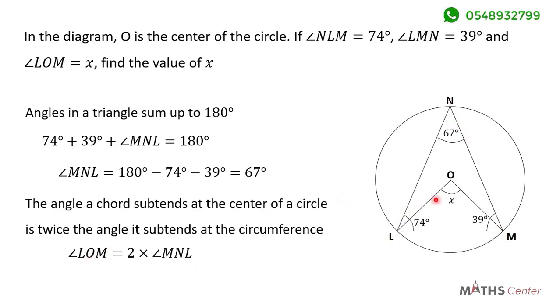Angle LOM is given by x on our diagram, and the value of angle MNL is 67 degrees. So we can say that x is equal to 2 times 67 degrees, and 2 times 67 degrees is 134 degrees. So the value of x is 134 degrees.